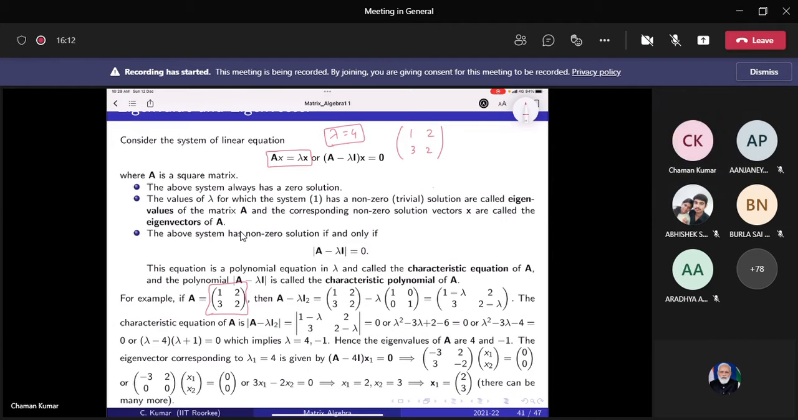So when we are using this to find a non-zero solution, every time we will get infinitely many solutions. Yes, I'm coming to that. So infinitely many solutions, because whenever you have a solution, you can multiply this by any real number other than 0, you get another solution.